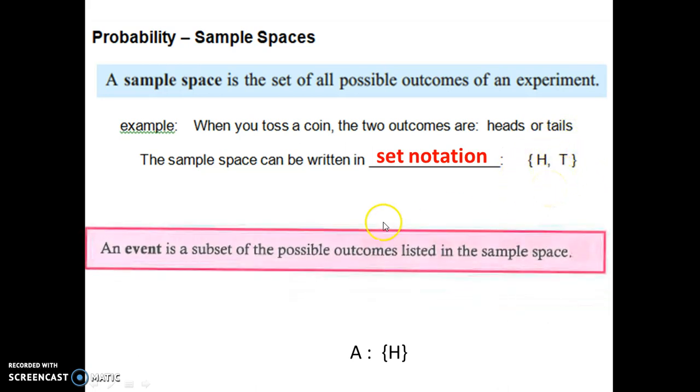All right. An event is a subset, so like a small piece of the full set, all right? So a small subset of the possible outcomes listed in the sample space. So for example, if I define an event as event A and it is a head is rolled, then the set for that event is this set right here. It is just a head, right? Flipping and getting a head is the only possible occurrence in that event.